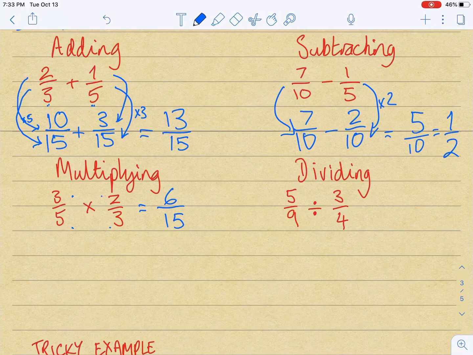With dividing, we're going to use inverse operations. So instead of dividing by 3/4, what we do is we change the divide to a multiply, and we flip the second fraction upside down. And then we say, now we have a multiply that we can do. 5 times 4 is 20. 9 times 3 is 27. So it's crucial there that you multiply by the inverse when you're dividing. So the reciprocal, sorry. Multiply by the reciprocal, which is the opposite.